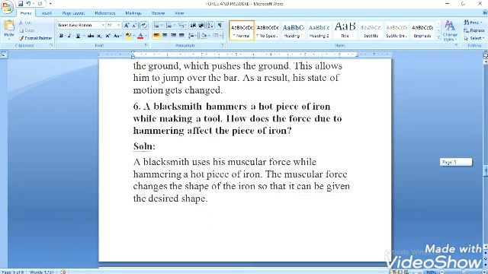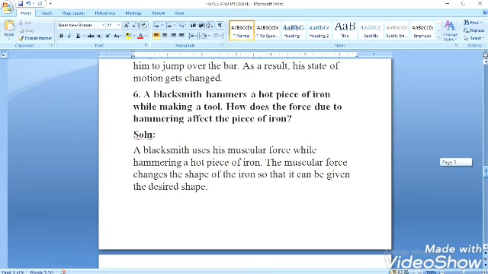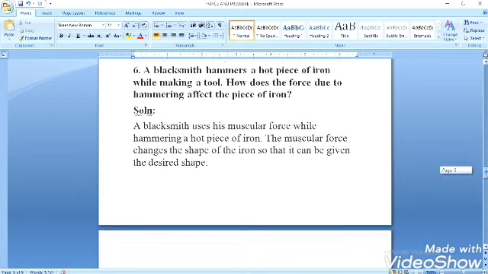Next one, a blacksmith hammers a hot piece of iron while making a tool. How does the force due to hammering affect the piece of iron? We know that a blacksmith uses his muscular force while hammering a hot piece of iron. The muscular force changes the shape of the iron so that it can be given the desired shape.